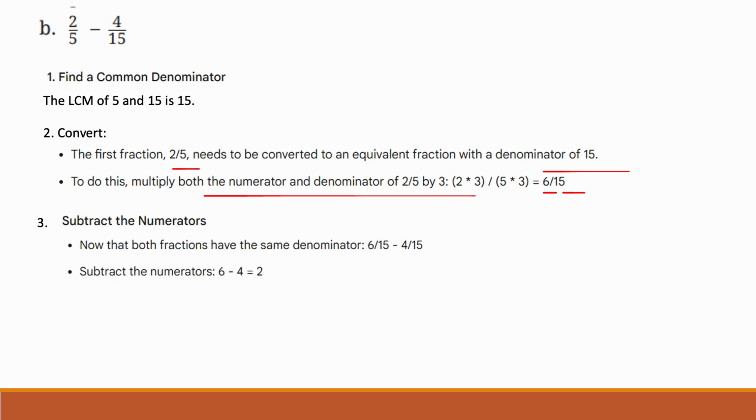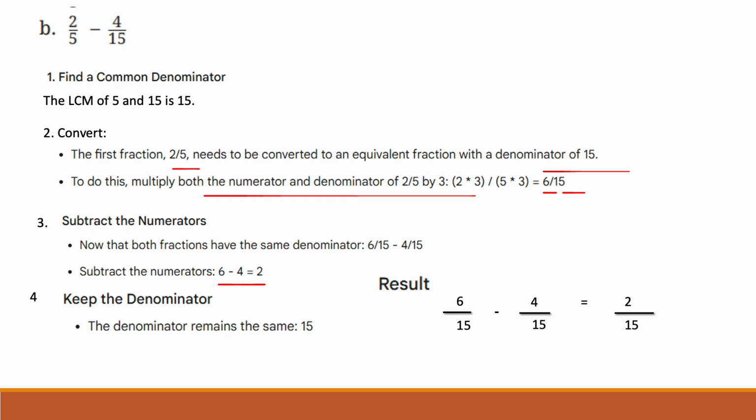Then next, subtract the numerators. See, now that both fractions have the same denominator. See, 6 by 15, 4 by 15. So, you subtract the numerators. 6 minus 4 is equal to 2. Then keep the denominator. The denominator remains the same, 15. Then, what's the result? 2 by 5 minus 4 by 15 is equal to 2 by 15, that is 6 by 15 minus 4 by 15 is 2 by 15.